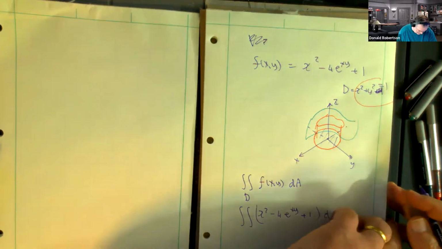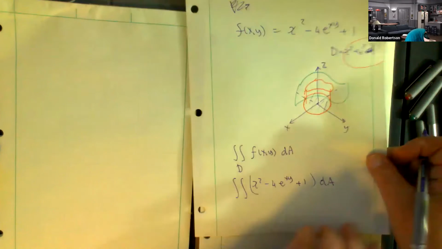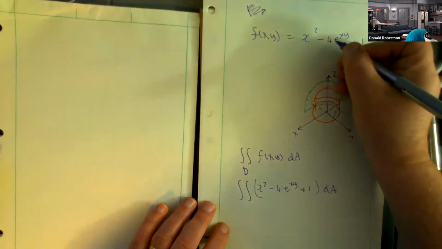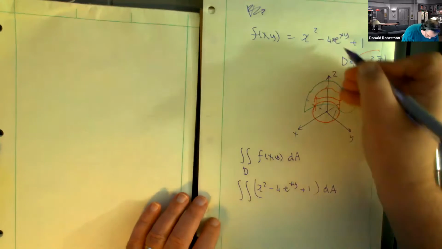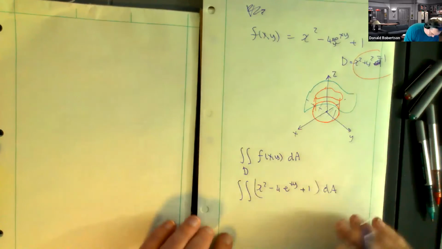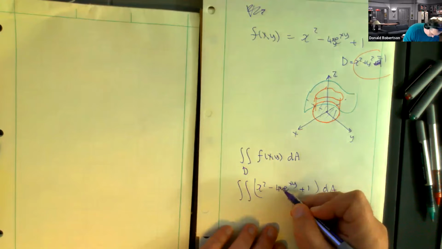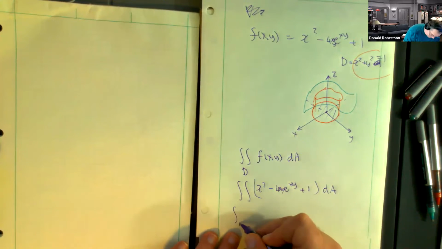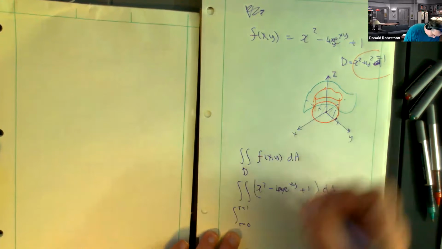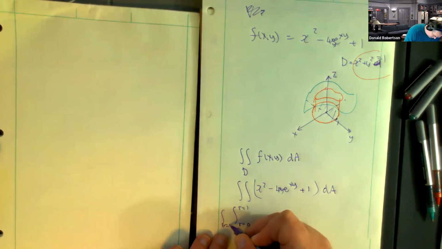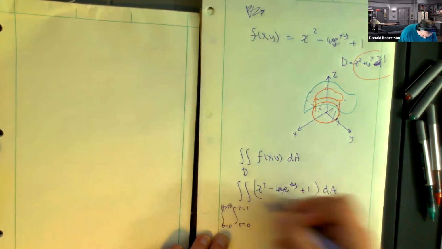And I'm going to have to stick an xy here, or else the question is not doable. So it's going to go r equals 0 to r equals 1 because it was a unit circle. And since it's a full circle, it's going to 0 to 2 pi. And so I'm going to do a polar.